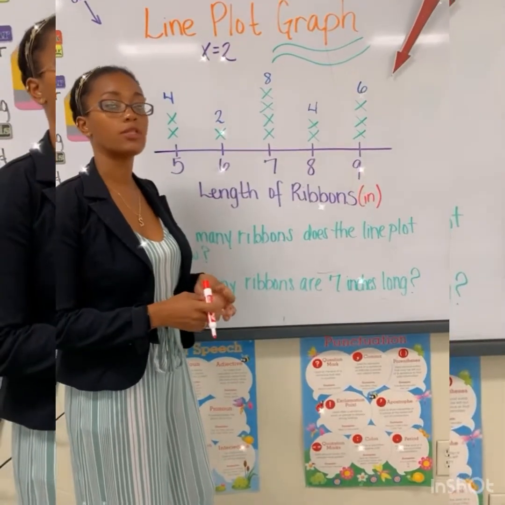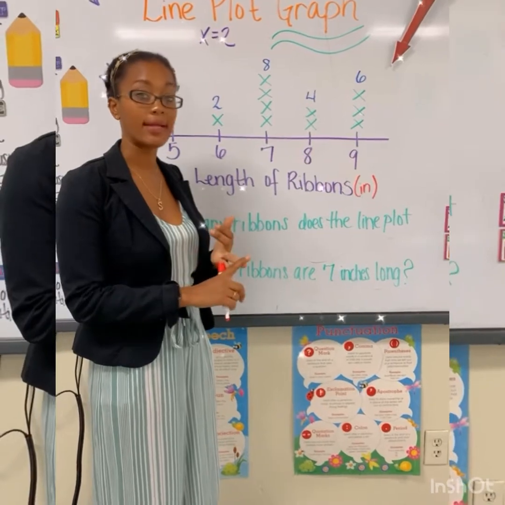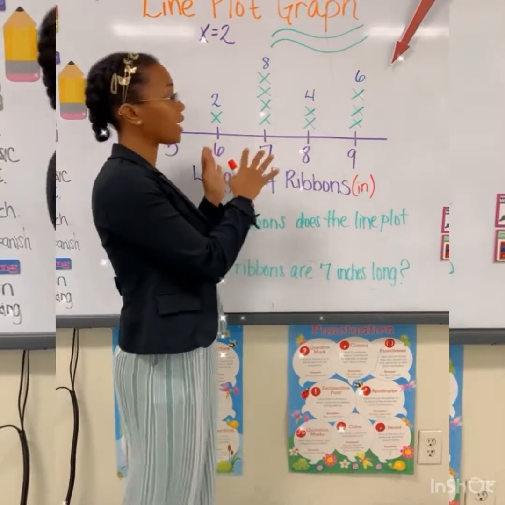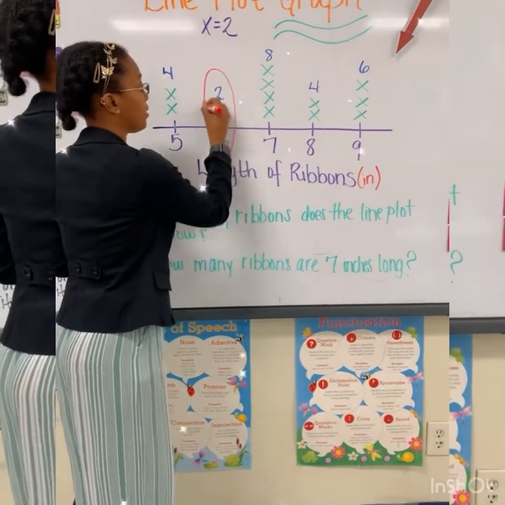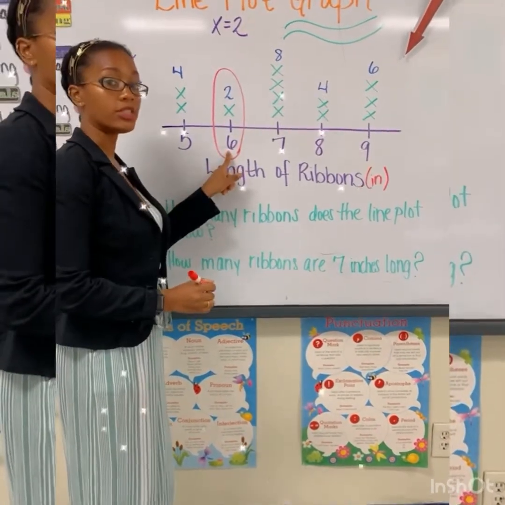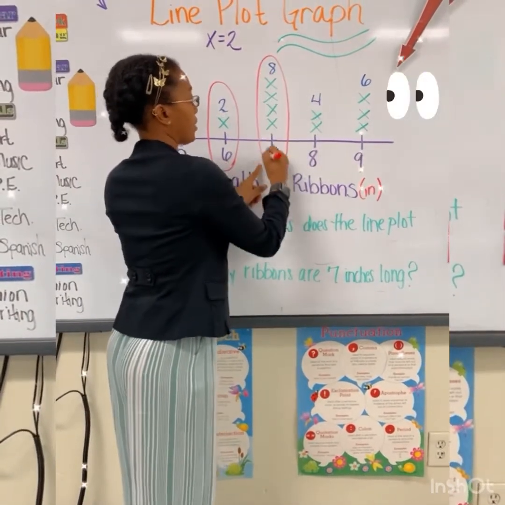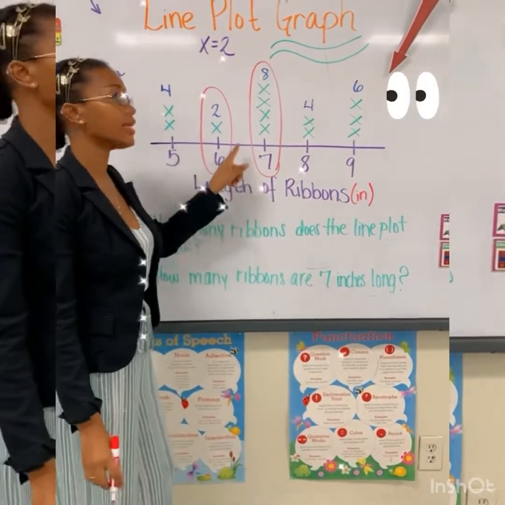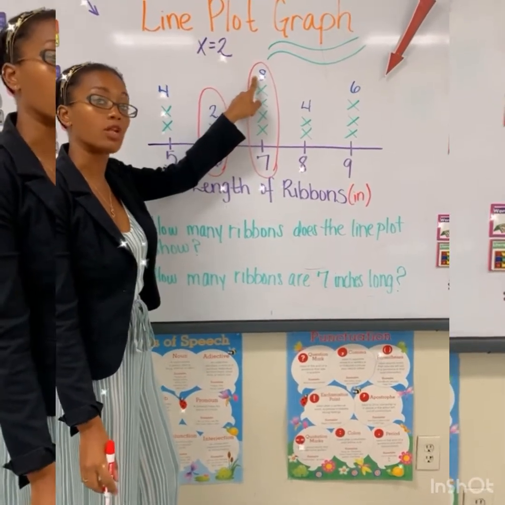Usually when it pertains to a graph, you're asked about the least amount and the greatest amount. If I had to look at this graph, I would say the least amount would be the 6 inches, and the greatest amount would be the 7 inches, least meaning the smallest number, and greatest meaning the largest number.